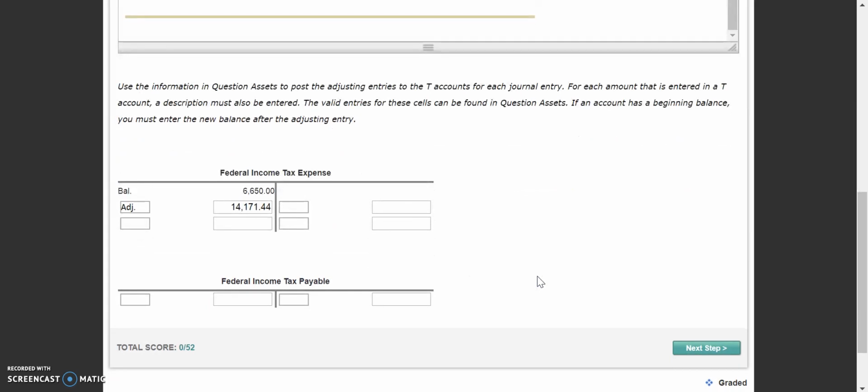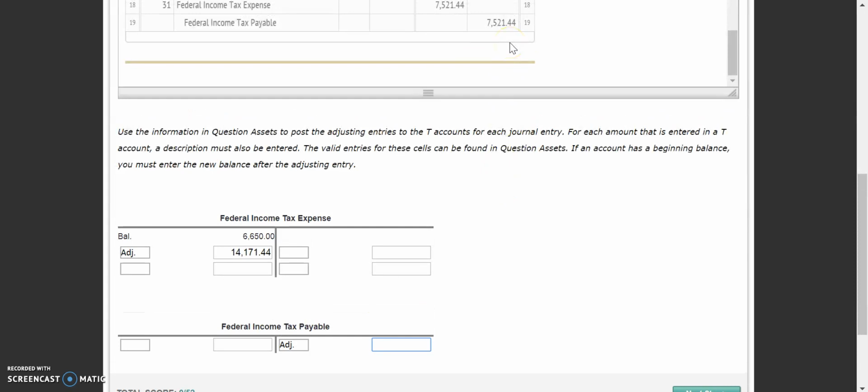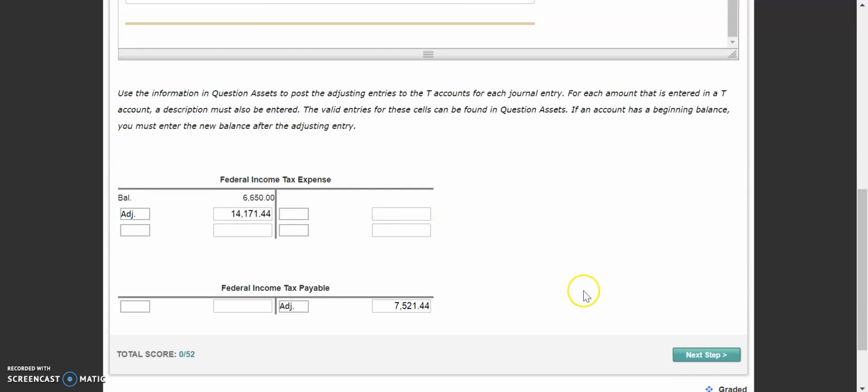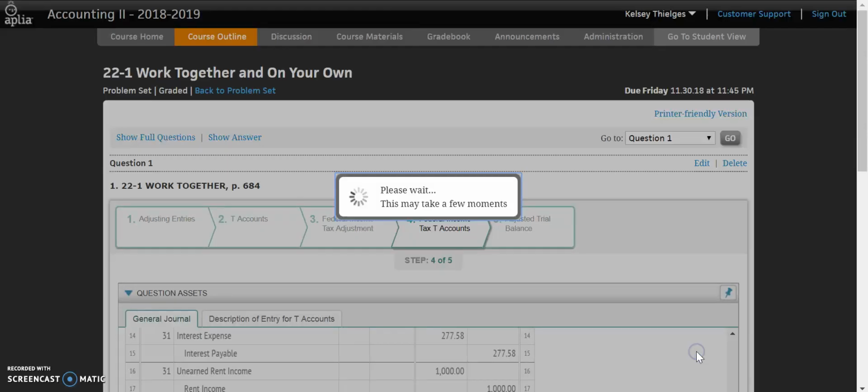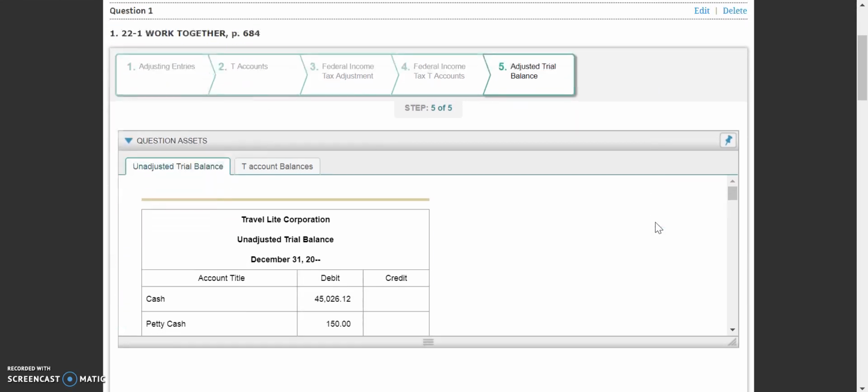And then we're going to come over here to our federal income tax payable. And again, this is going to be our adjustment ADJ, except because this doesn't have a balance in it, that's just our amount of $7,521.44, as shown right here on our general journal. So that's pretty easy. That's all step 4 is, just posting into our T accounts. So we'll head over to step 5, which is to do our adjusted trial balance.